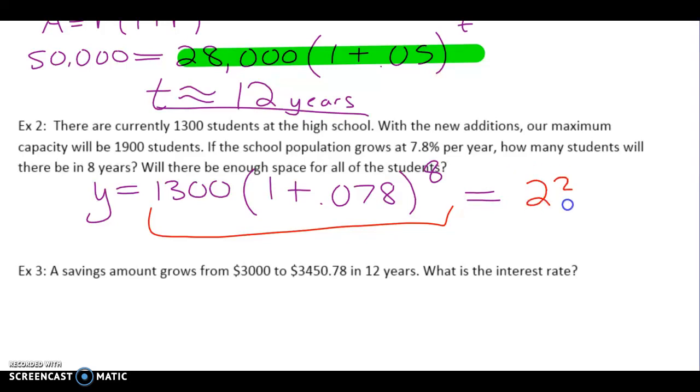What do we get? I got 2,371 students. So after 8 years, is our high school going to be big enough if it's built to accommodate 1900? No. So they're going to have to pass more bond issues and keep building around the high school to keep up.